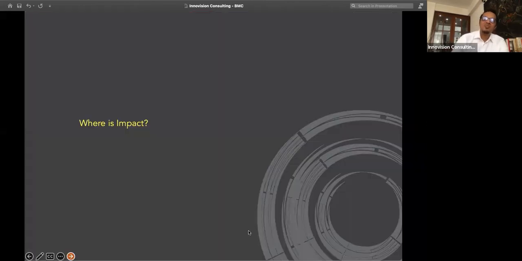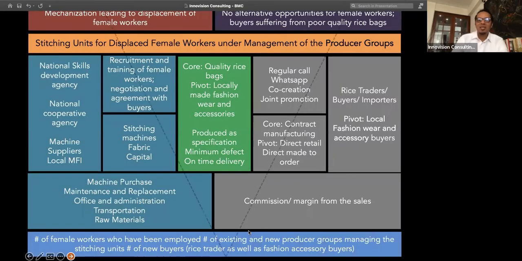So when we present this, people will be asking, where is our impact? Now, to show where the impact is, I introduced to you the bottom box, where you can see the solution impact is related to the number of female workers who have been employed, the number of existing and new producer groups managing the stitching units, and the number of new buyers, rice traders, as well as fashion accessory buyers. So from the top, we had the systemic constraints to the pain points, to the solution, to the value proposition, and then eventually leading to the impact, like a funnel approach, as you can see in the middle.